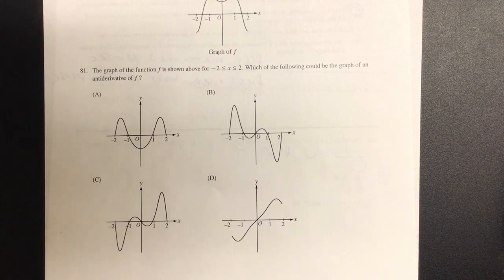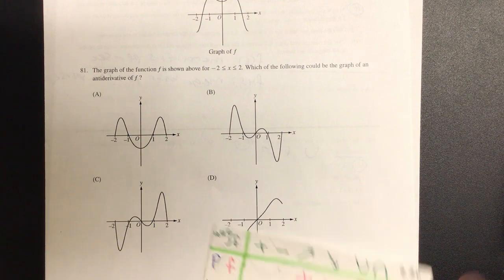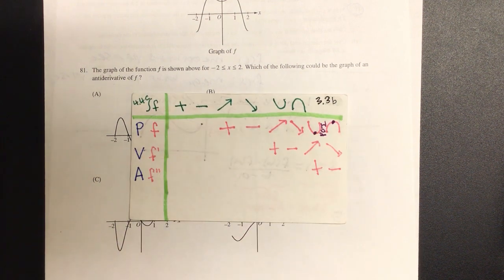Yes, ma'am. The graph of the function f is shown above where negative 2 is less than or equal to x, which is less than or equal to 2. Which of the following could be the graph of an antiderivative of f?